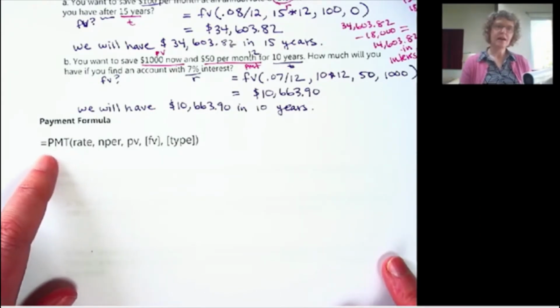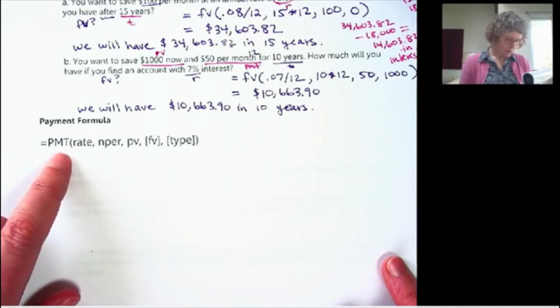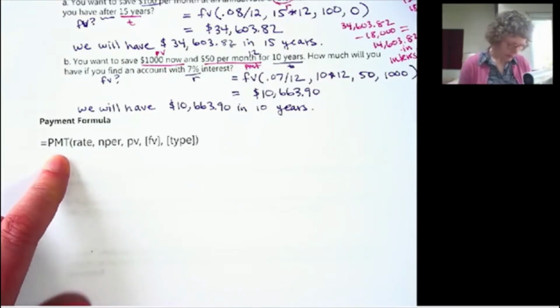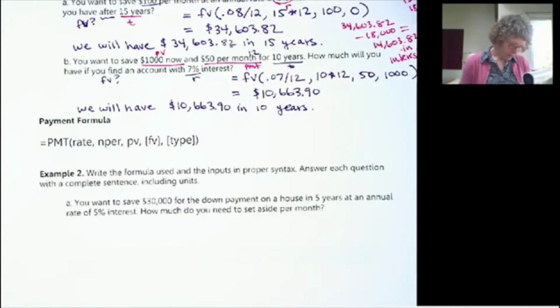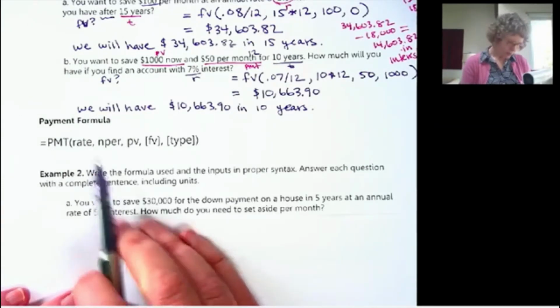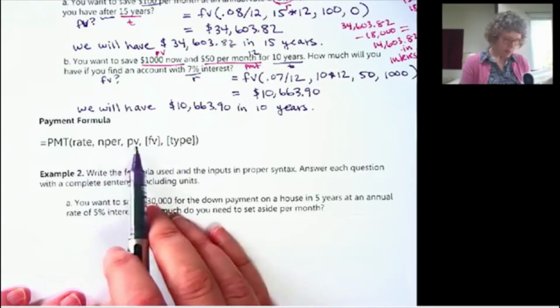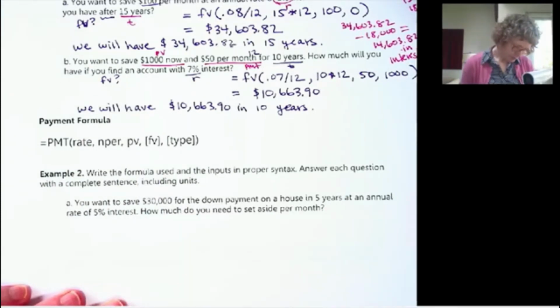This is a payment formula. So it actually calculates a payment. So this is used for if you want to find out how much you need to put in every month. And we'll also use it for loan payments later in the next section. Let's look at an example. You can see the inputs are pretty much the same thing we've been doing. Rate, number of periods. We don't have payment because that's what we're trying to find. Present value, future value.